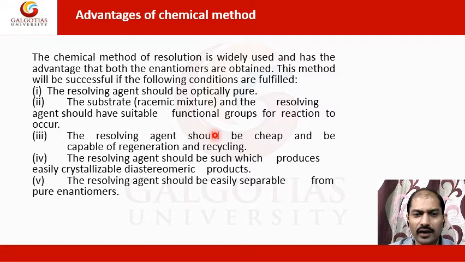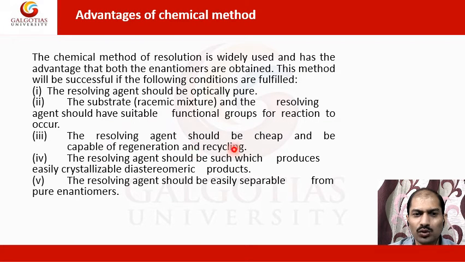The substrate racemic mixture and the resolving agent should have a suitable functional group for the reaction to occur. It means you cannot take just any resolving agent for any racemic mixture. You have to know the mechanism and be aware of the actual structural information prior to this kind of separation. Then only will suitable resolving agents help to separate the individual isomers. Otherwise, if there is no specific region for the reaction, it will be very difficult to separate them.